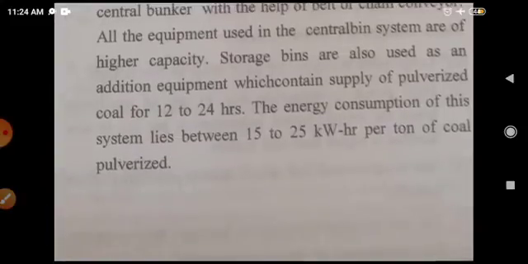All the equipment used in the central bin system is of higher capacity. Storage bins are also used as additional equipment, which contain a supply of pulverized coal for 12 to 24 hours. The energy consumption of this system is less.